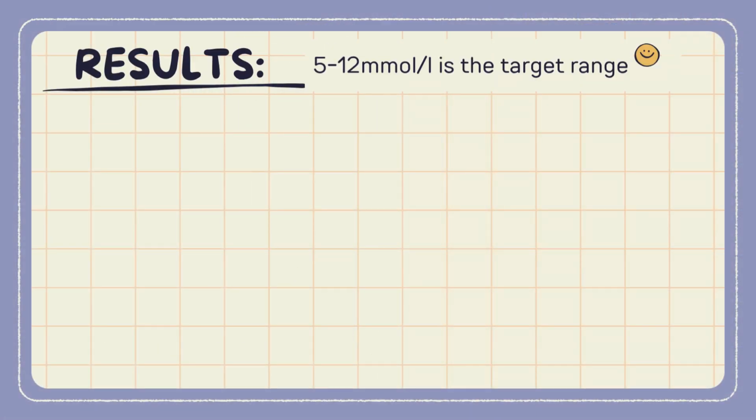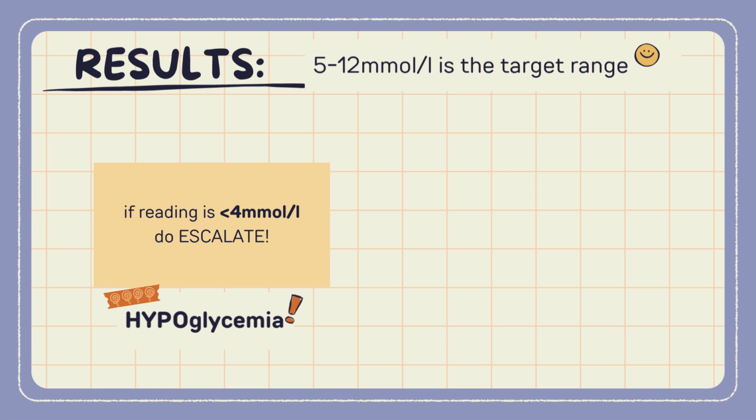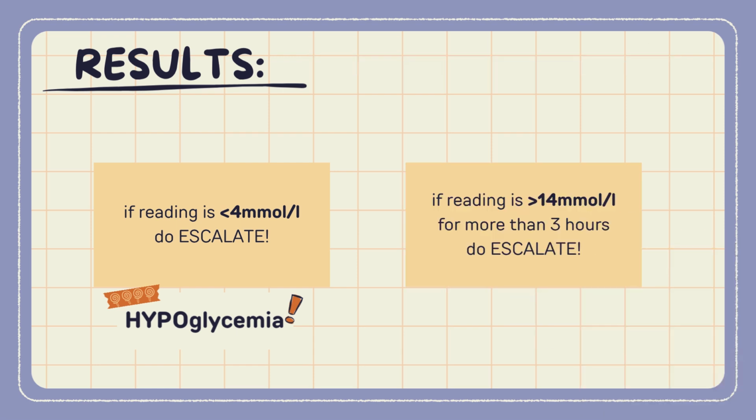Aim for the target range for a normal BGL, which is 5 to 12 millimoles per liter. If the reading is less than 4, escalate to the medical team and seek urgent review for hypoglycemia. This is a condition where blood glucose is low. If the reading is more than 14 in the last 3 hours, escalate to the medical team and seek urgent review for hyperglycemia. This is a condition where the concentration of glucose in the blood is high.